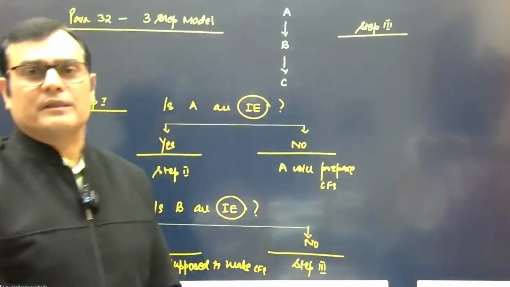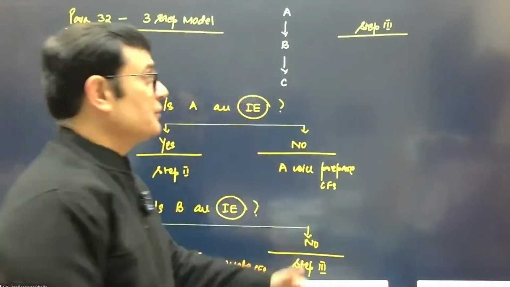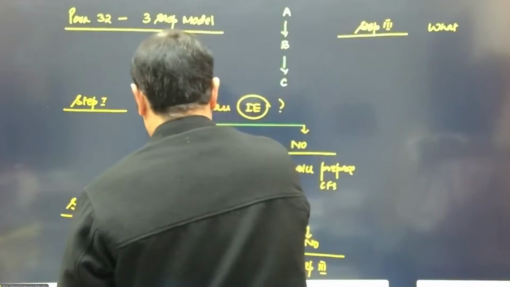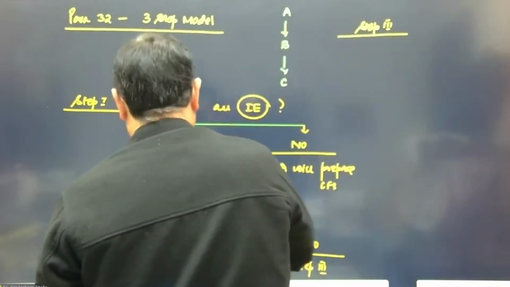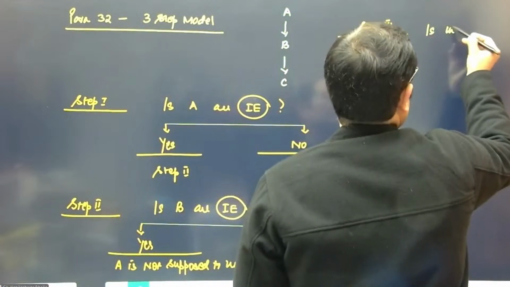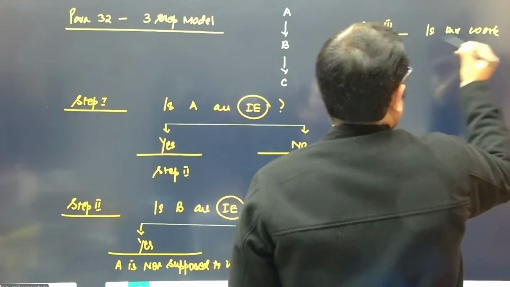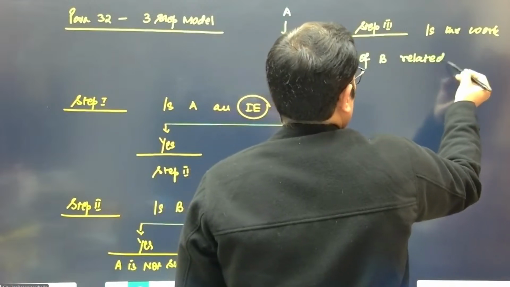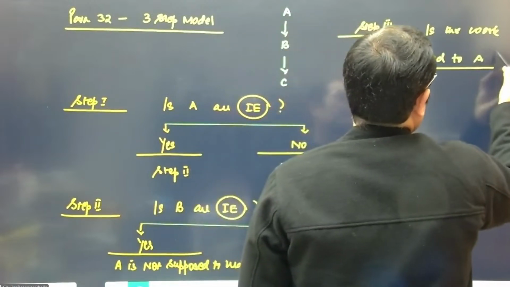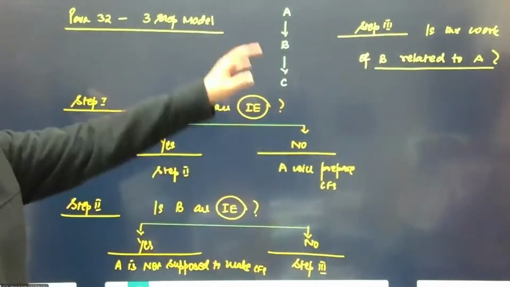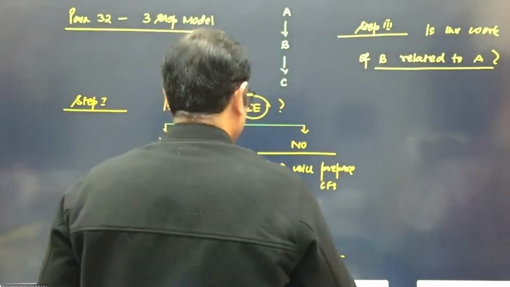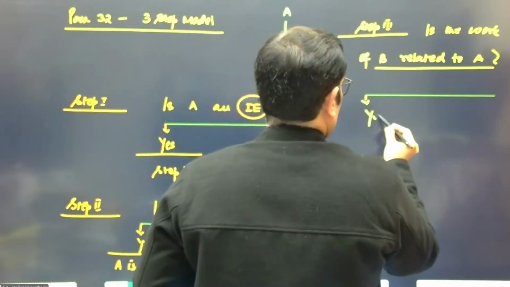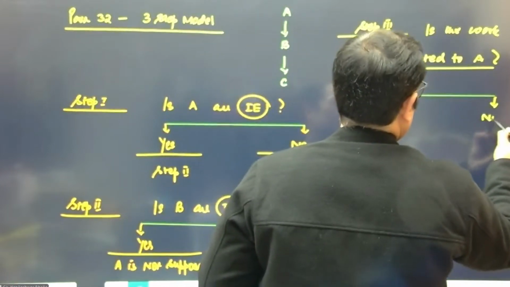we will now see what is the work which B does. Or rather we can say, is the work of B related to A? So we need to see, is the work of B related to A or not? So is B providing the same work which is provided by A? So the answer could be a yes or the answer could be a no.